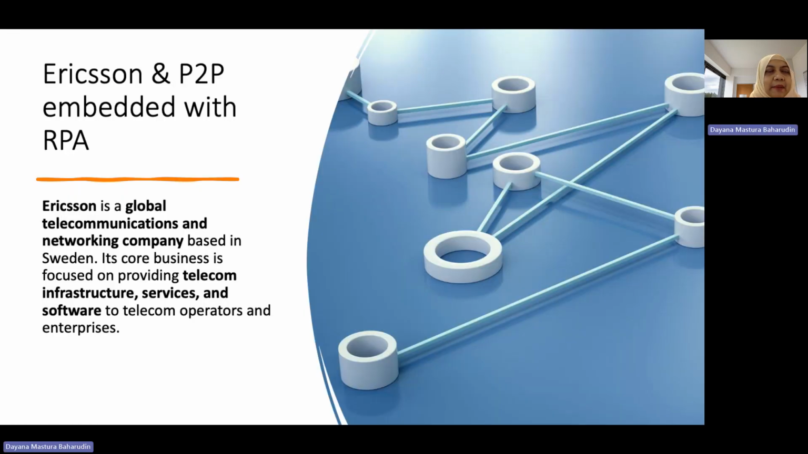Here we have an example with Ericsson. Okay, Ericsson is a global telecommunications and networking company based in Sweden. Its core business is focused on providing telecom infrastructure services and software to telecom operators and enterprises. So we want to share with you how Ericsson has managed to embed the RPA into their P2P.